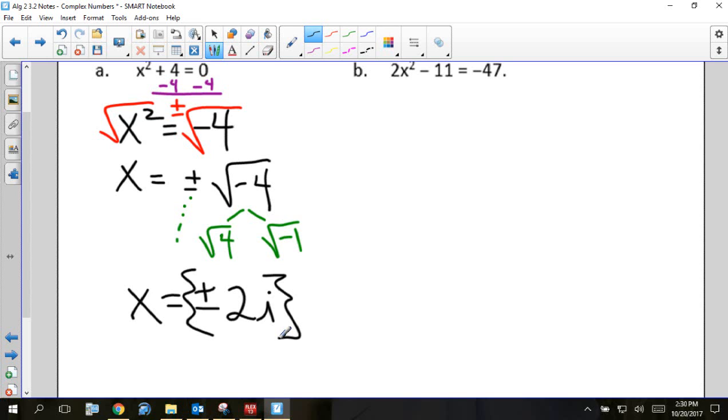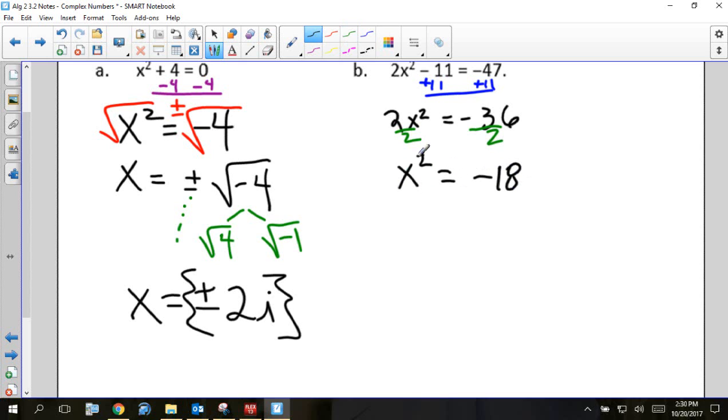Okay, the next example, same kind. What should we do to get the x squared by itself? What should we do first? Add the 11, yes. So we get 2x squared equals negative 36. What cancels out the 2x squared? Divide by 2. So x squared equals negative 18.